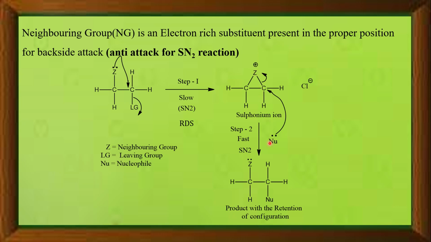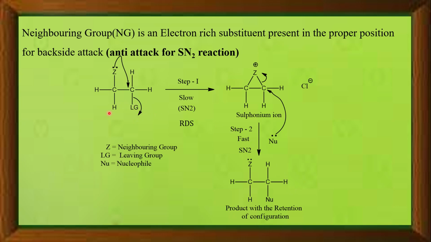Therefore, the incoming nucleophile attacks from the backside of this cyclic ion. So this is another SN2 attack, which results in the formation of a new bond between carbon and nucleophile. And this is the final product where the nucleophile is exactly oriented in the place where the leaving group was oriented. So because of this, there is a retention of configuration.